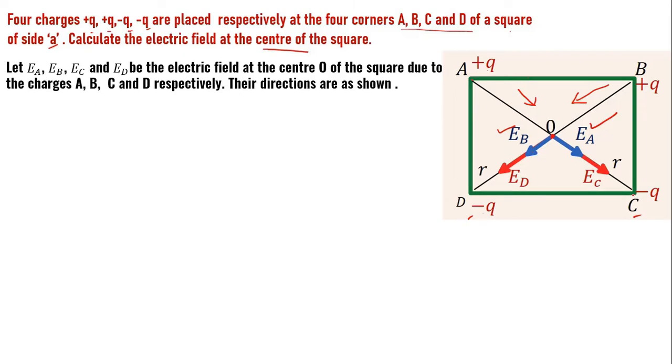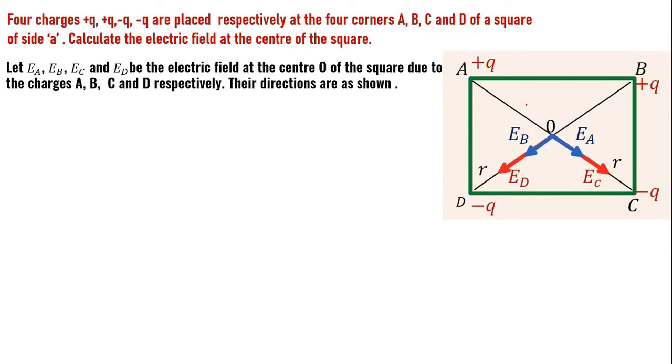Next, the direction of EC, that is, the direction due to the minus Q charge at C. The electric field due to a negative charge always points towards the negative charge. So this is the direction of EC. From O, EC will be pointing towards the negative charge. Keep this in mind. Similarly, at the point D we have placed a negative charge. Again, ED, the electric field due to the negative charge, will be pointing towards the point D, that is, towards the negative charge. So this is the direction of ED. I hope the directions are now clear to all of you. Once again, I will show it to you.